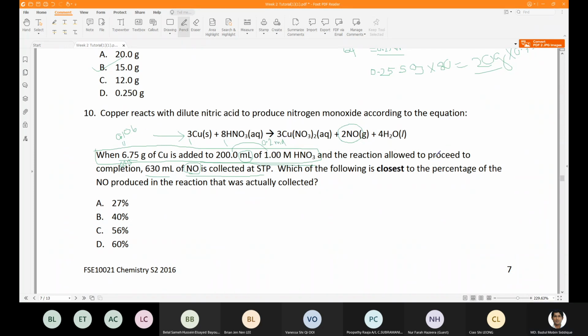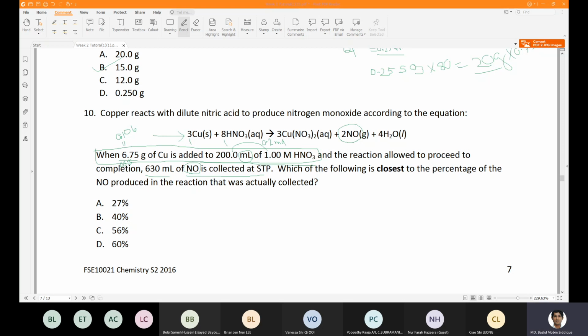Okay. So now, which one is the limiting reactant? You have to find out which one is the limiting reactant. Don't just jump to a conclusion again. You have to see first. You have to find the limiting reactant in the reaction. So which one is the limiting reactant? How do you find it?